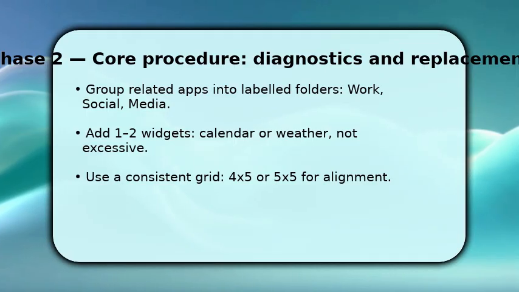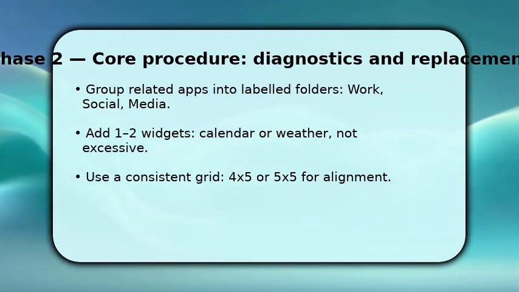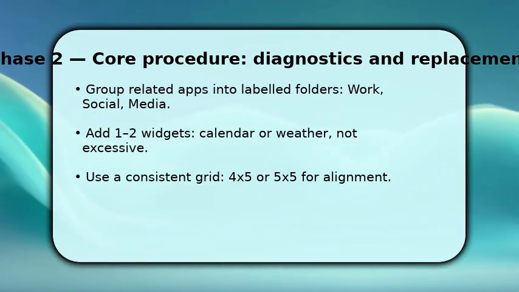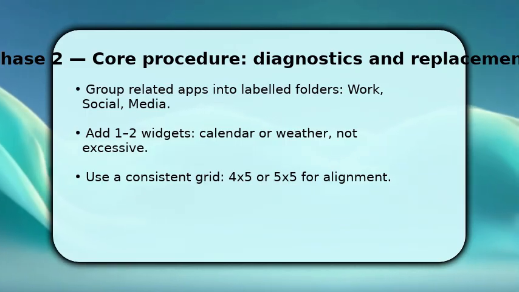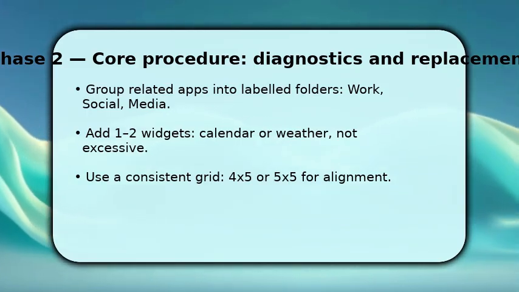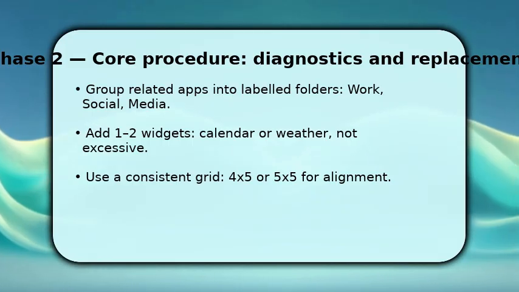Then add 1 or 2 useful widgets. A calendar and a weather widget are practical, but avoid cluttering with too many widgets that slow the interface. Use a consistent grid layout, such as 4x5, to align icons and maintain visual balance. This makes swiping predictable and quick to use.